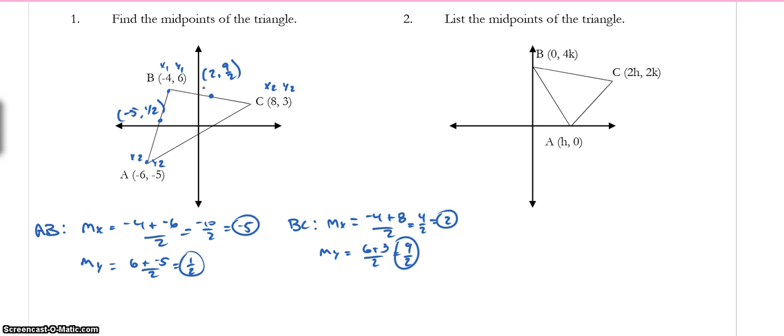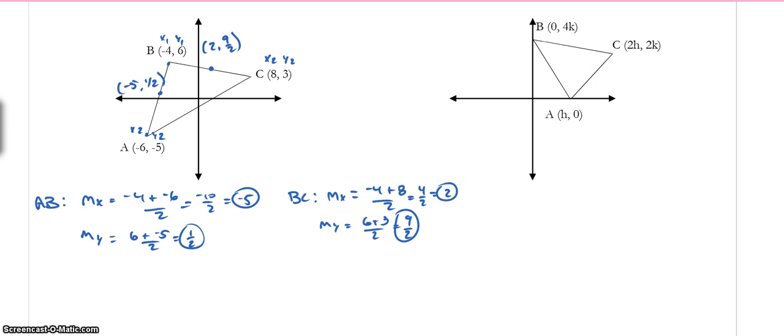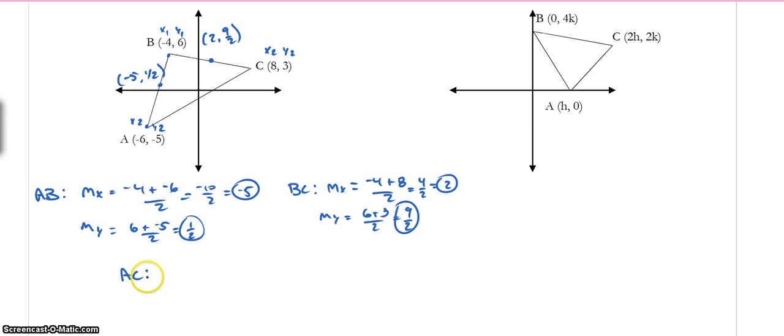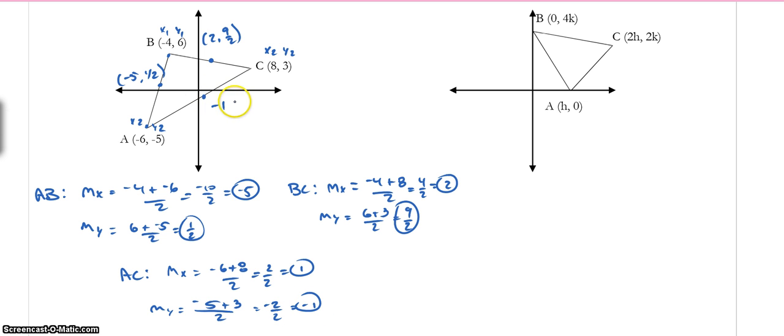That looks about right. And then lastly, we have AC. So I have x plus x over 2, which gives me 1. And I have y plus y over 2, which gives me negative 1. So negative 1 comma 1. I'm sorry, positive 1 comma negative 1. Again, makes sense. 1's here, negative 1's down here. Alright, so that's finding midpoints.